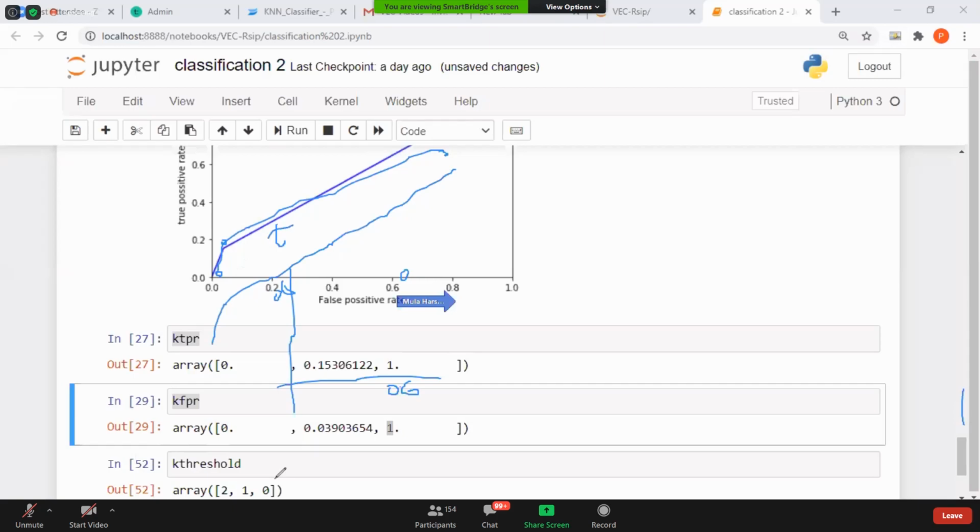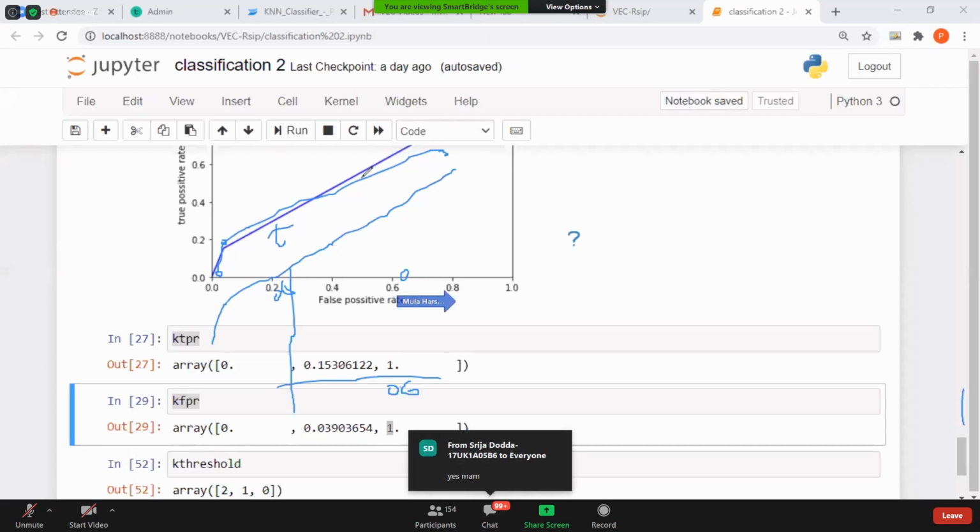Now did you understand? Guys, did you understand this or not? Yes. So now, how is this calculated? I'll just tell you now. All right.